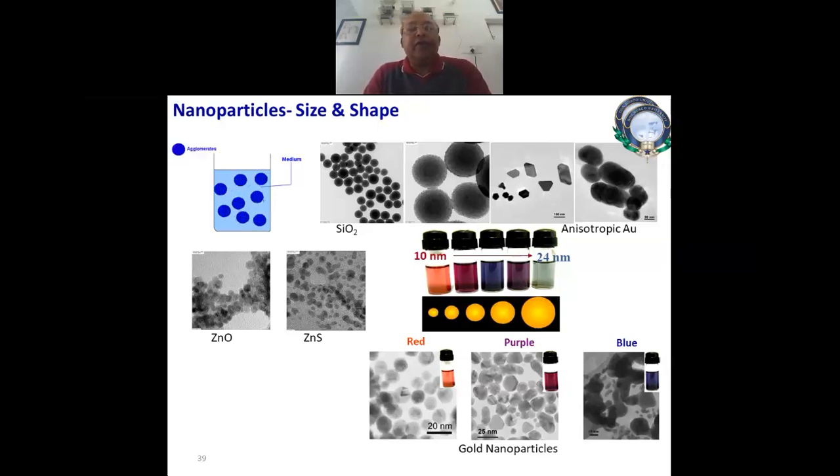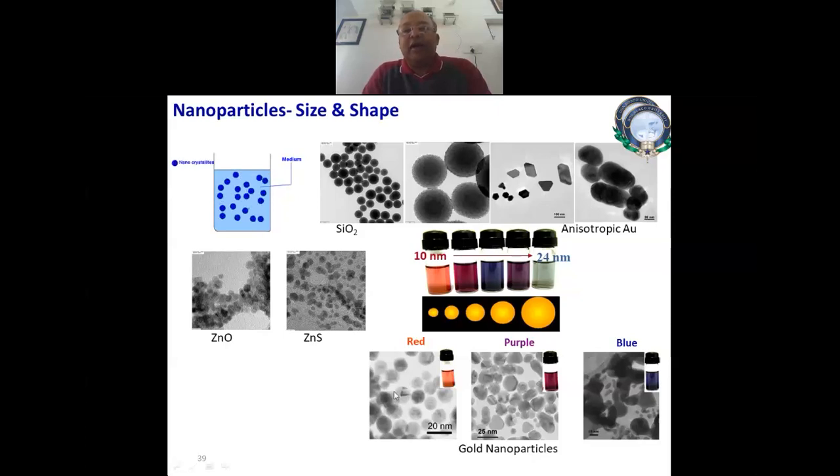Now, you see those spherical ones, beautiful spherical ones, they are silica, that's silicon dioxide nanoparticles. Okay. Then here, all these prism type ones, they are gold nanoparticles. Okay, the other one on the right, so gold nanoparticles. And here you see two semiconductor particles. Okay, one is zinc oxide, silica is also semiconductor, zinc oxide and zinc sulfide, but silica is more towards an insulator rather than a semiconductor. Zinc oxide and zinc sulfide, they are semiconductor particles.